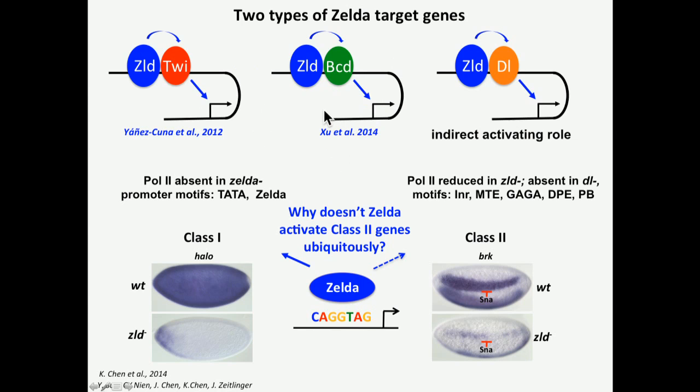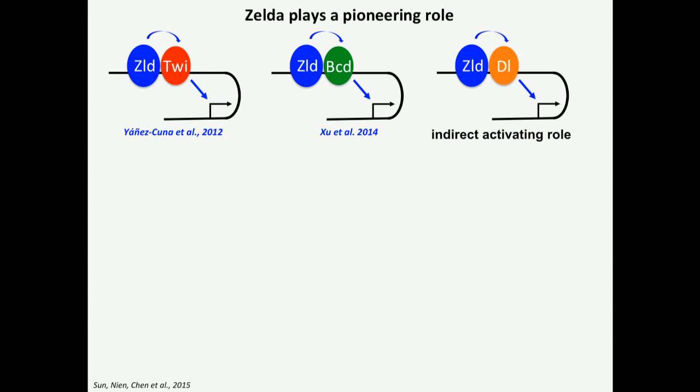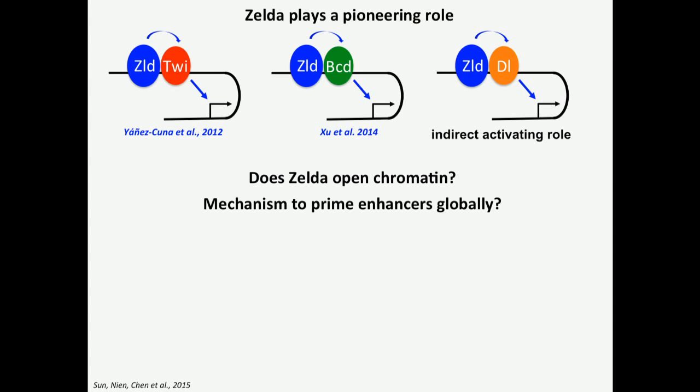Since it's also been shown that Zelda can help Bicoid bind by Steve Small's lab, and Alex Stark's lab has shown that Zelda can help Twist bind, we think that Zelda's playing a more general role in helping transcription factors bind. And so we can ask the question, does Zelda play a pioneering role? In other words, as Justin mentioned, getting into chromatin, binding chromatin, opening up chromatin for other factors to bind. And so we can ask the question, does Zelda open chromatin? And we can also then ask, is this a mechanism to prime enhancers globally during zygotic genome activation?